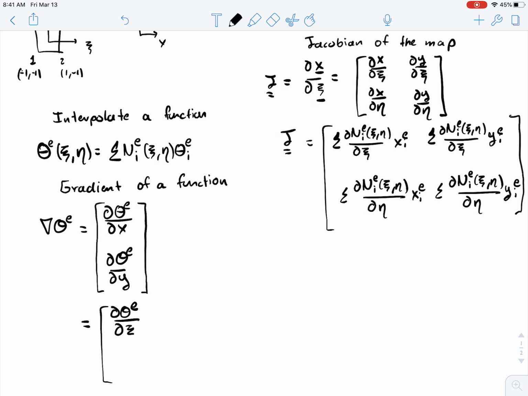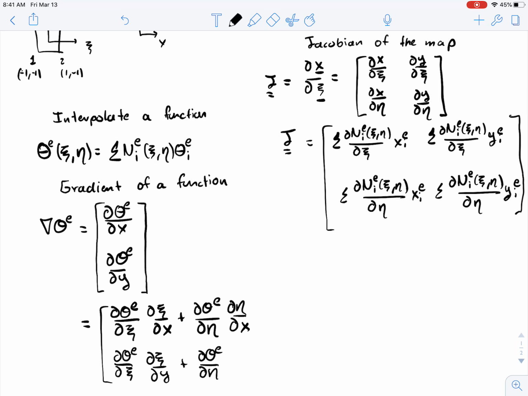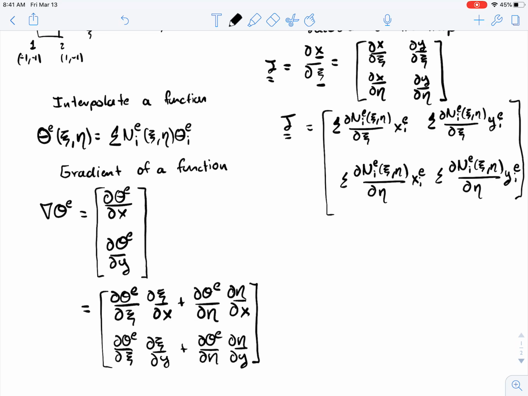So instead of calculating directly the derivative with respect to x, I would take partial of theta e with respect to xi, then partial of xi with respect to x, plus partial of theta e with respect to eta, partial of eta with respect to x. And for the y, I would say partial of theta e with respect to xi, d xi dy, plus partial of theta e with respect to eta, d eta dy. So this is what I would need to do. I can rearrange this a little bit.